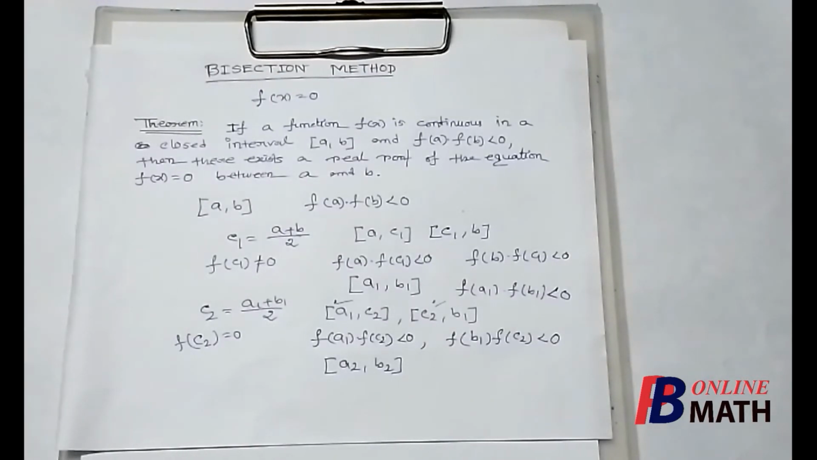Now suppose it is given that we have to find the real root correct up to 4 decimal places, then we shall continue this process until we get the approximate root which is correct up to 4 decimal places. So this is the working formula of this bisection method. Now next we shall give one example of how to find a real root of a transcendental equation by using the bisection method.